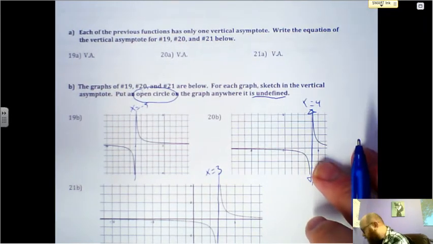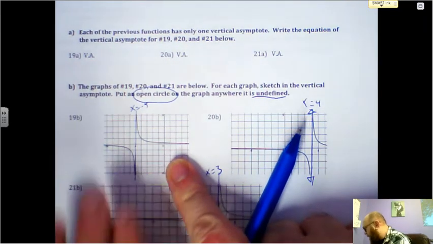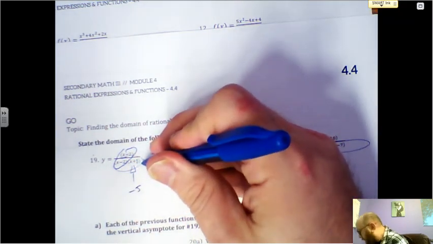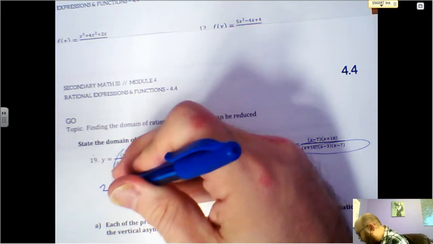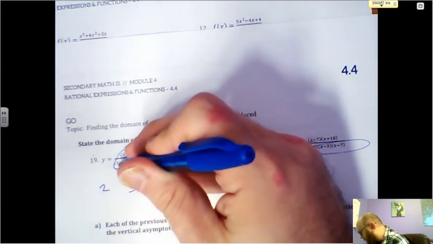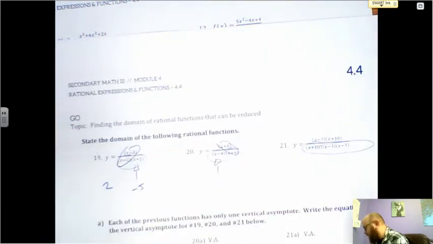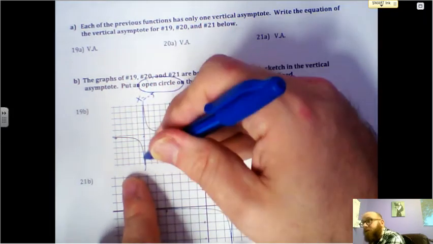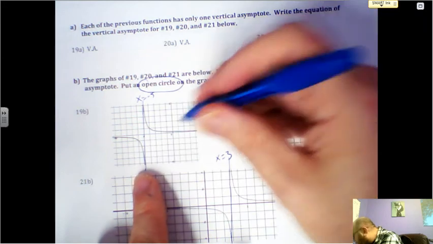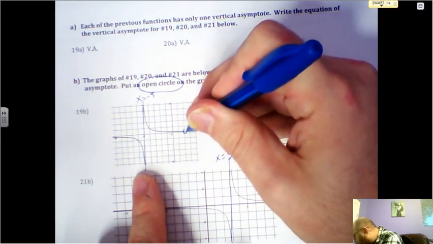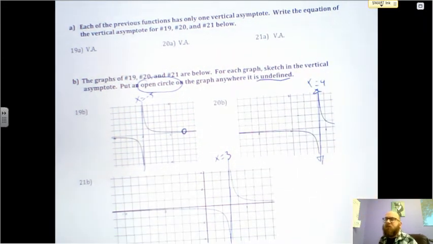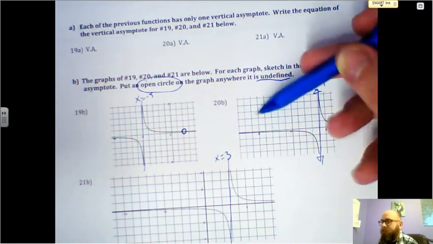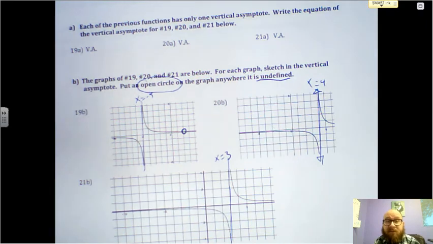So for example, let's look at 19. For 19, we knew that negative 5 would be an asymptote, and we knew that 2 would be a hole, because it's going to be undefined at 2 because that's where it reduces. So what I want you to do for number 19 is draw the line of the asymptote like I already did, but also at 2, draw a hole to show that that is where it's undefined. Okay? Do that again for number 20 and 21, and that'll do it. Good luck, everybody.